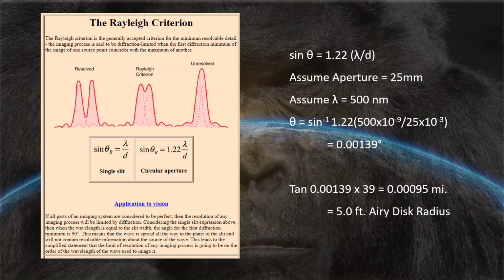and for the example that Wiggles was using, he says his object is 39 miles away. I assumed he had a camera with an aperture of, say, 25 millimeters. I used a wavelength of light of 500 nanometers, and if you calculate the Airy disk radius from that, you get about 5 feet. 5 feet over 39 miles.